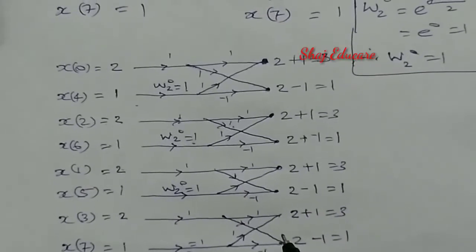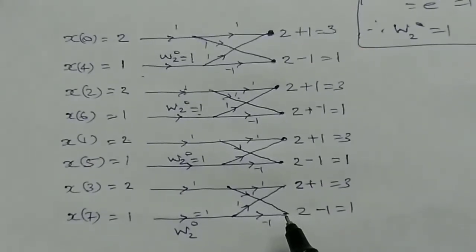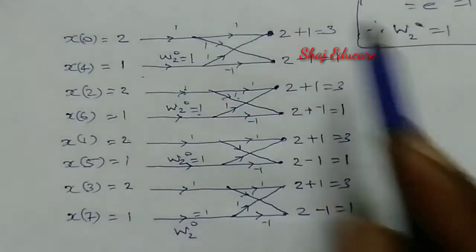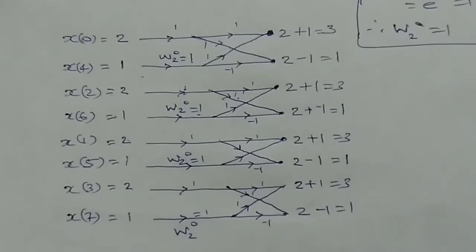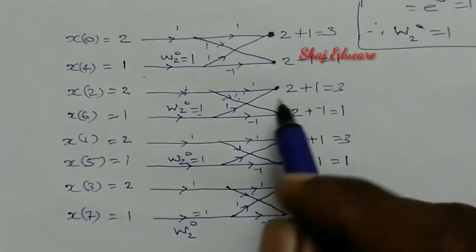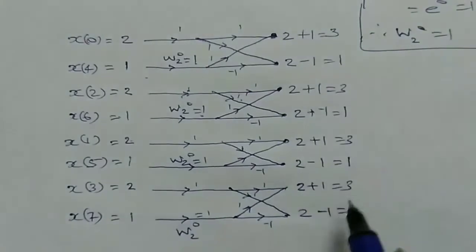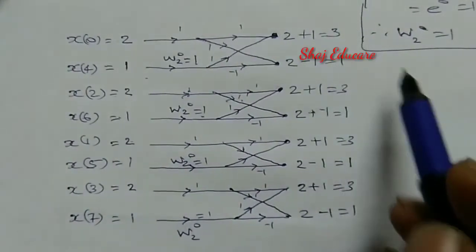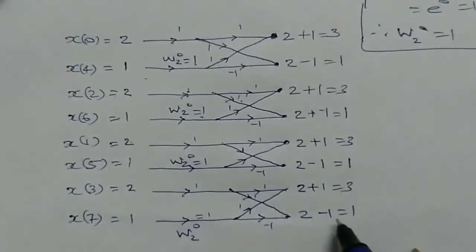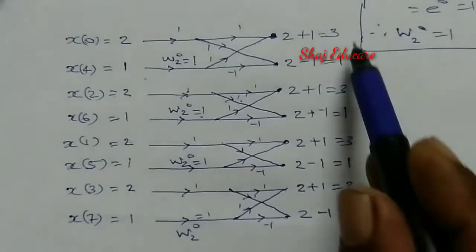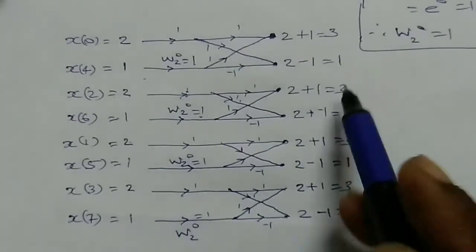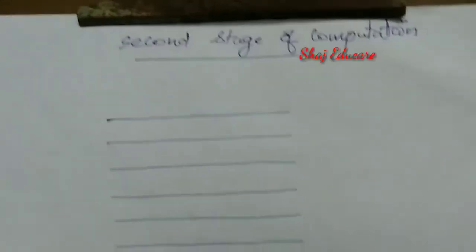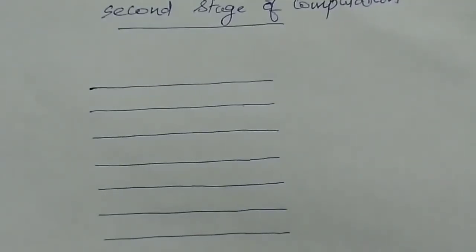Now let us pass through the second stage of computation, in which this will be the input to the second stage. Now let us go through the second computational stage, in which the input will be the output of this computation stage. This will act as the input to the second stage of computation. Here we are going through the second stage.